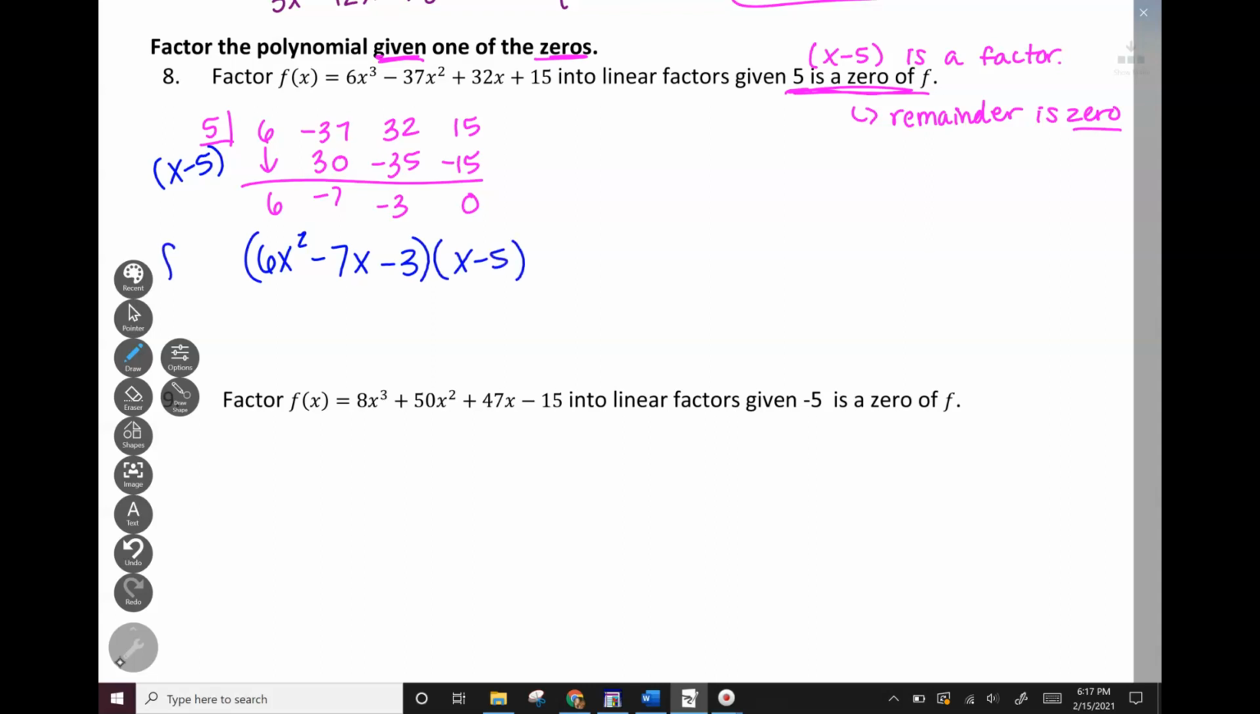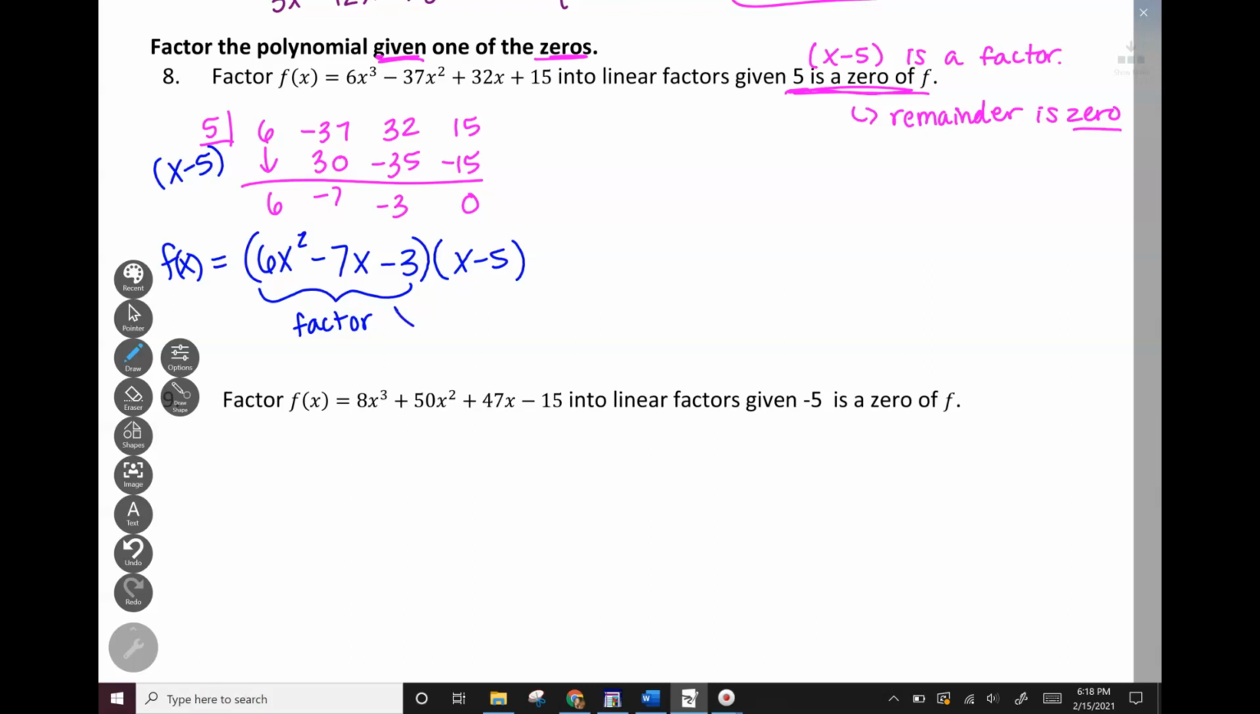F of x equals that quotient times the divisor, right? Dividend equals quotient times divisor. So now you have partially factored this polynomial. Now we're going to continue factoring it just using standard factoring methods. So we're going to factor this using grouping, or whatever method you use to factor trinomials.